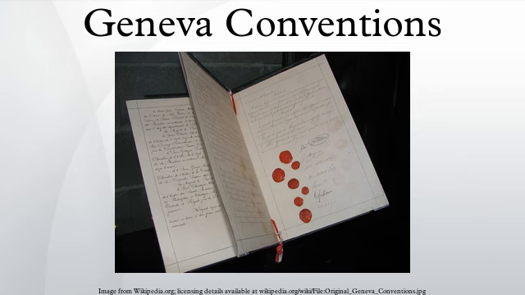It was significantly revised and replaced by the Second Geneva Convention of 1949. The Geneva Convention relative to the treatment of prisoners of war was adopted in 1929. It was significantly revised and replaced by the Third Geneva Convention of 1949. The Fourth Geneva Convention relative to the protection of civilian persons in time of war was adopted in 1949.